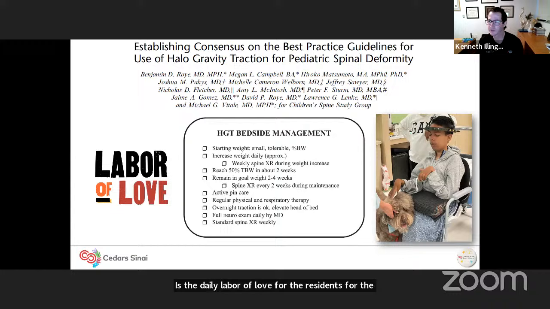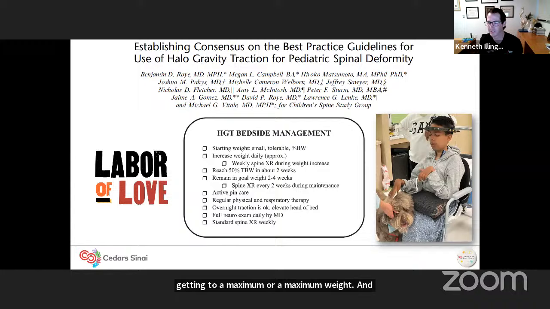But we start small, meaning that once we put the halo ring in, I admit all these kids to the hospital. I never send a kid home for outpatient halo gravity traction, although people have published on it and do it. I do not feel comfortable with that at this stage in my life. And we start small and we sequentially work up over 2 weeks. Okay. So it's a sequential adding of weight over a 2 week period so that by 2 weeks, we're getting to a maximum weight. And I shoot for about 40 to 50% body weight at 2 weeks.